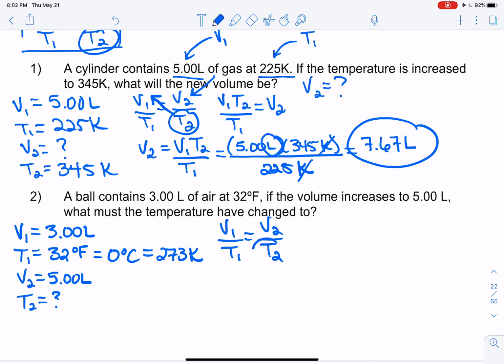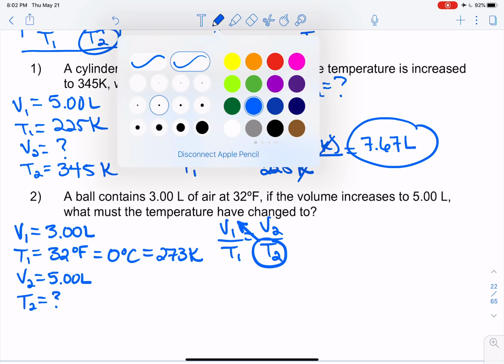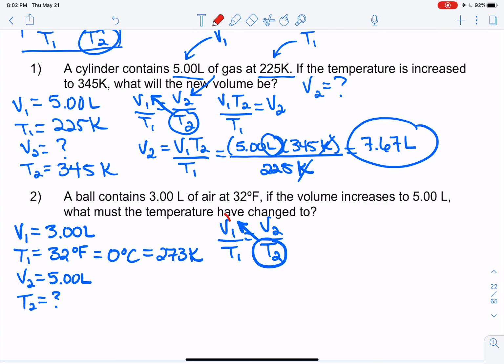So we take T2, and with the magic of algebra, we can say, well, it can move diagonally across the equal sign. So we can put it up there, and that allows it to be in the top, but still not by itself. We need to get rid of V1. And let's go ahead and switch colors here and circle V1.